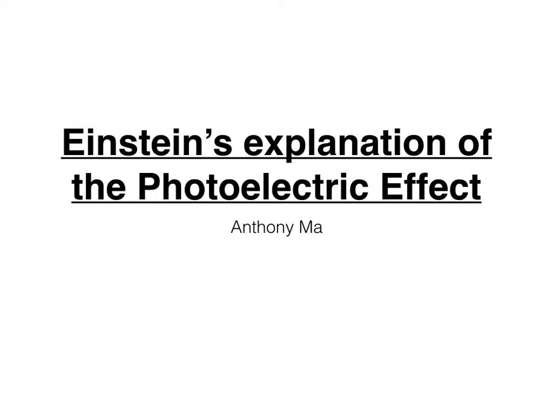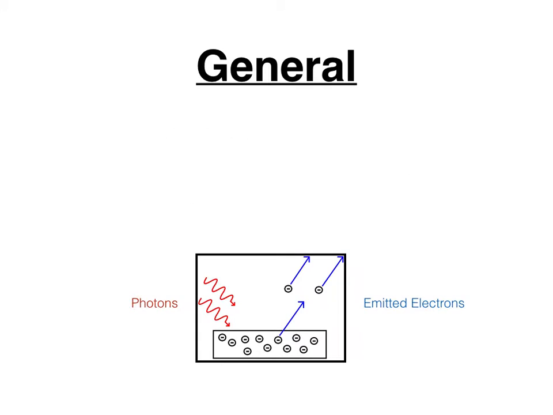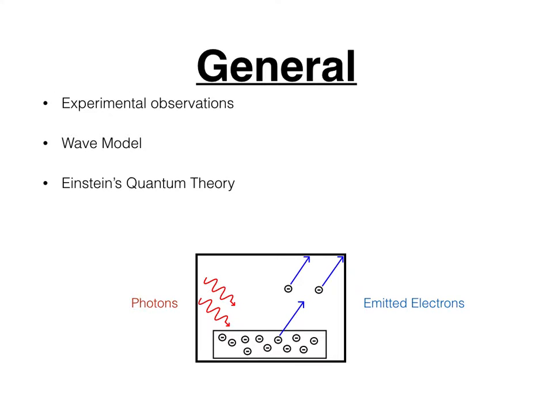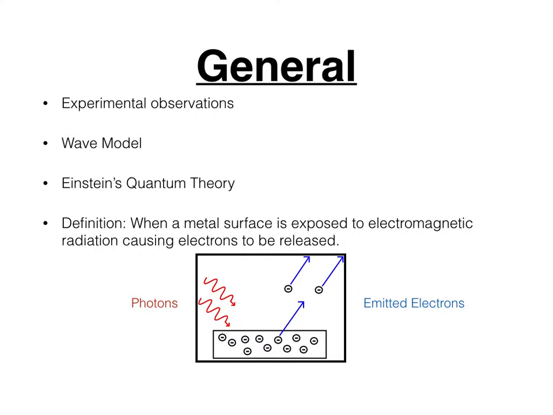Today we will discuss Einstein's explanation of the photoelectric effect. First, we will take a look at the observations of the photoelectric effect made by various experiments, and then we will discuss why the classical wave theory fails to explain this new phenomena, and how Einstein's quantum theory of light was consistent with the observations.